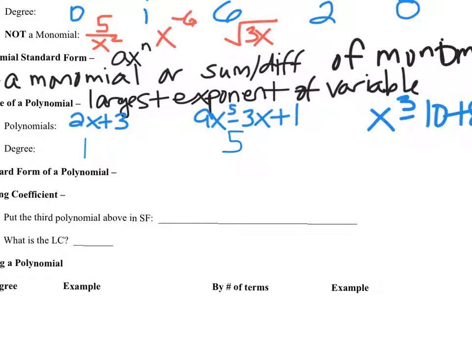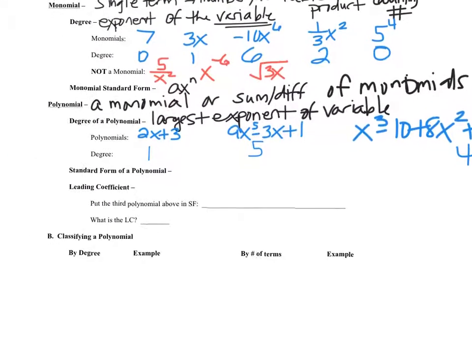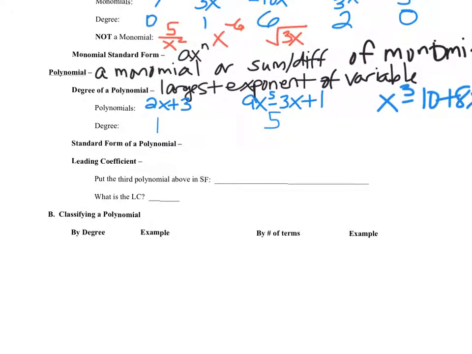And the degree of the last polynomial here? 4. Yes, 4 is the biggest exponent that I see. I see a 3, a 0, a 2, a 1, and a 4. So the degree of that polynomial is 4. Now standard form of a polynomial, and you've done standard form before. Remember on the test when you did ax squared plus bx plus c is standard form for quadratics? Well, that's standard form for polynomials too, on a much bigger scale.